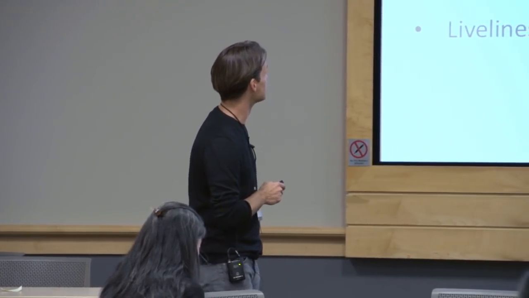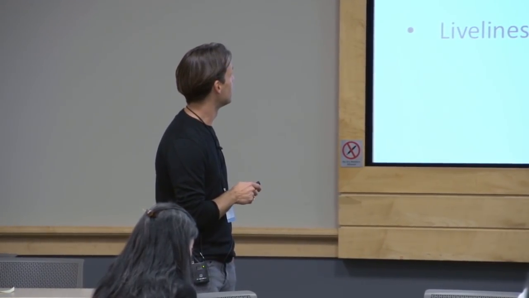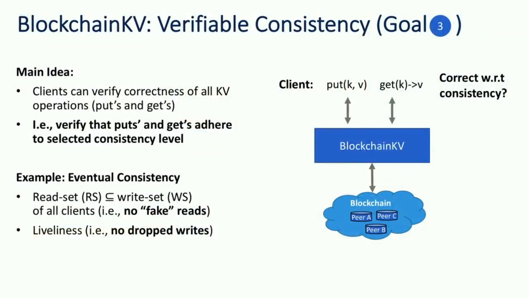The idea of verifiable consistency is that a client can verify the correctness of all operations, meaning that the puts and gets that he executed adhere to the selected consistency level. So what does it mean for eventual consistency? It means that a client doesn't see any fake reads.